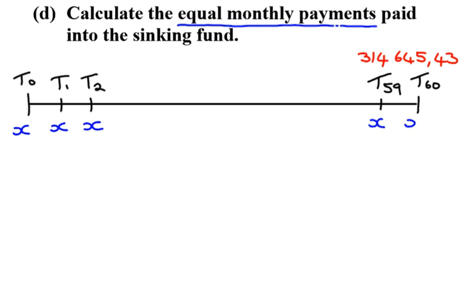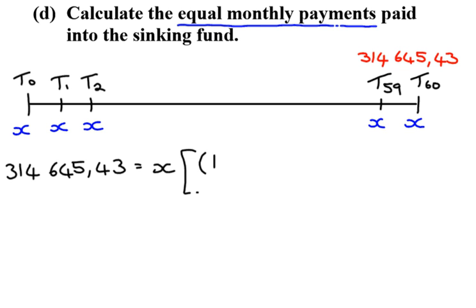So see, this is not a normal end-to-end annuity. It's actually going beginning to end. But don't worry, it actually just means that there's one extra payment. So instead of being 60 as your N in your formula, it's going to be 61. So let's pop that in our formula. We know that we want a future value of 314,645 Rand and 43 cents. We want our X is future value.